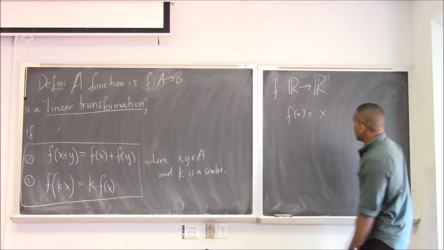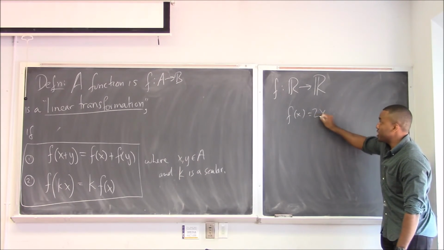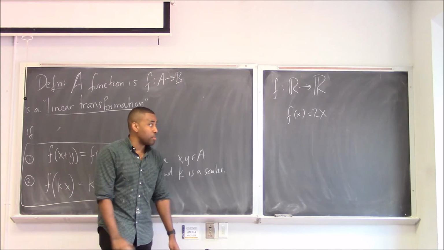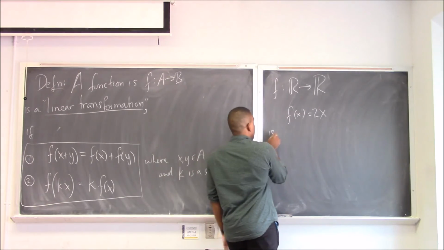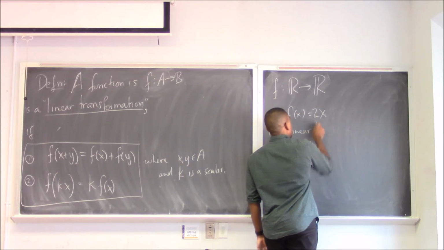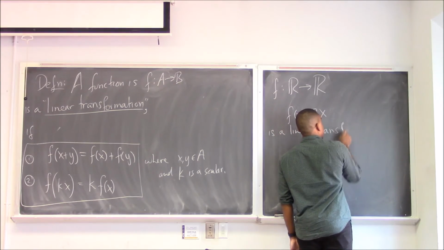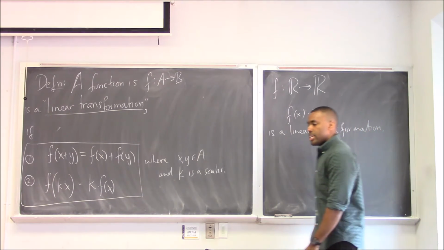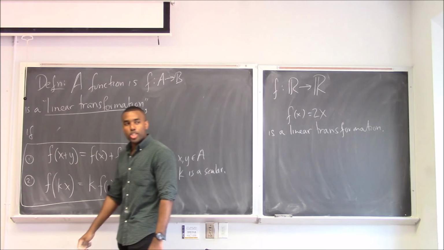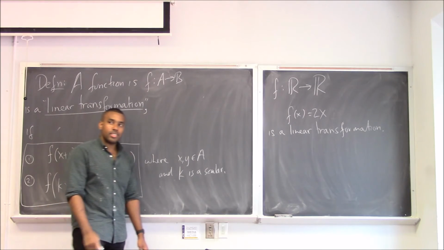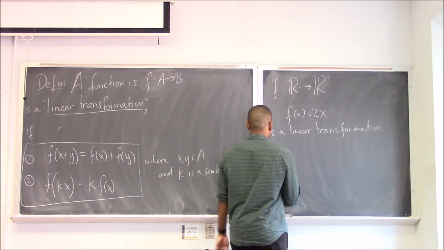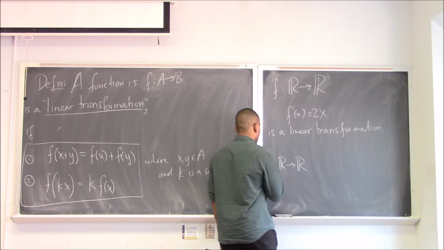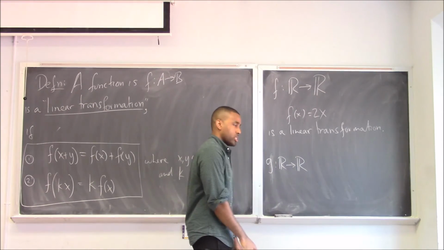Right? Let's make it a little bit more challenging. Let's say just 2x. So it's not just a totally silly example. Is a linear transformation. Okay, here's a challenge. Can you give me a linear function that is not a linear transformation? Oh, G. That's my counterexample guy.